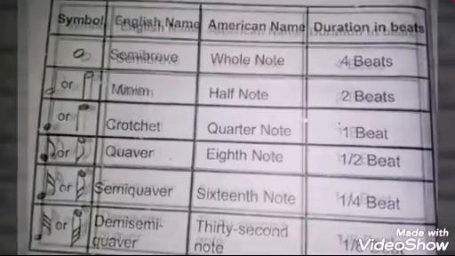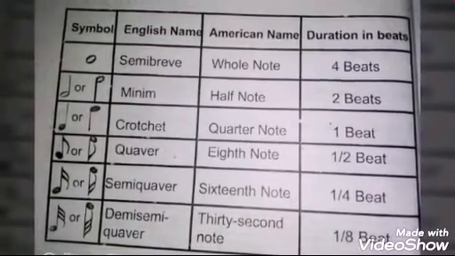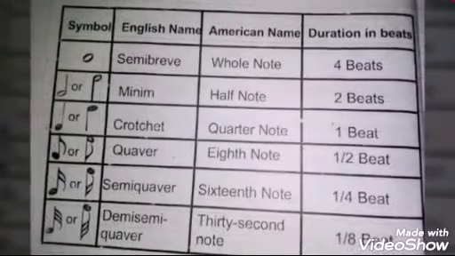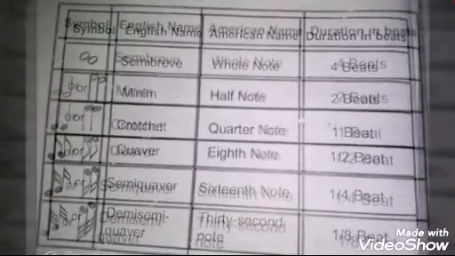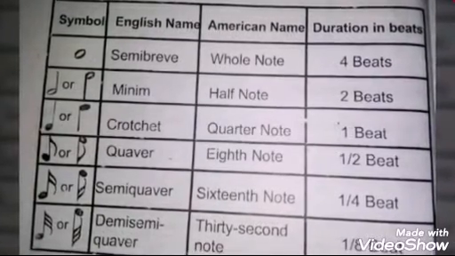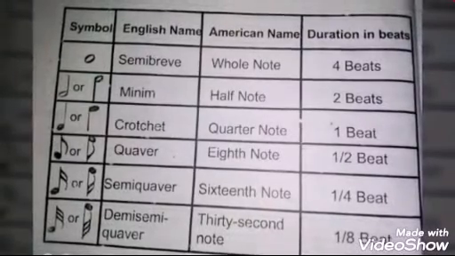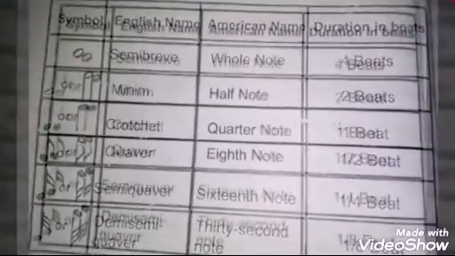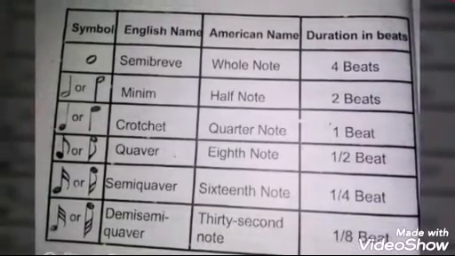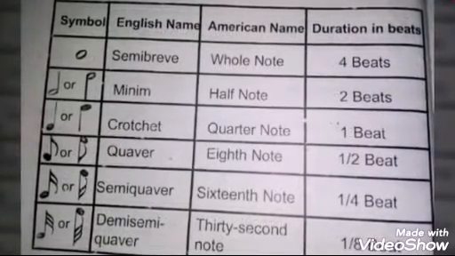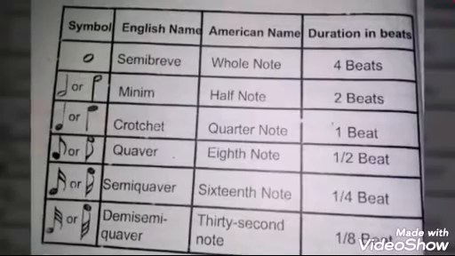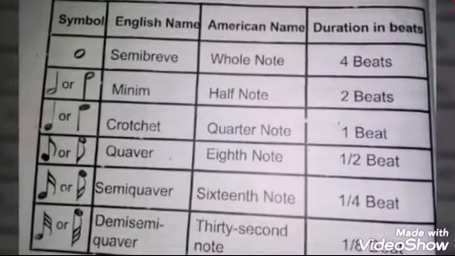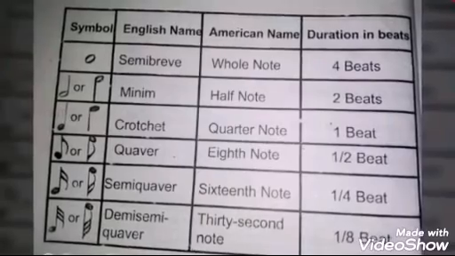Duration of the notes in beats. The mathematical values of these musical notes can be reckoned in beats. For example, the semibreve is a whole note and contains 4 crotchet beats. All the notes are reckoned in relation to the whole note, the semibreve. You can see that on the chart on your screen.